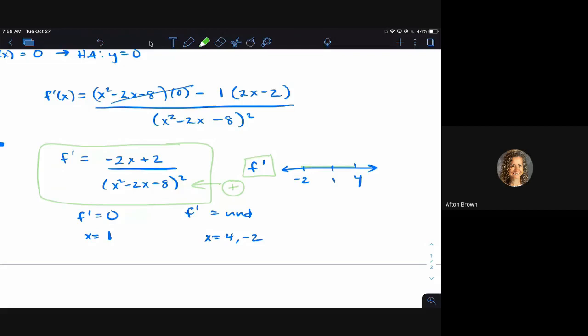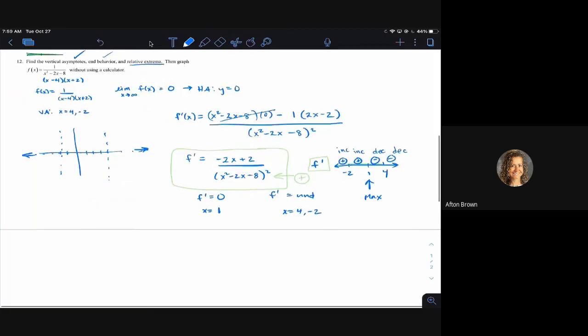If we plug, let's say -3 into the top, is that positive or negative? Positive. If we plug in 0, is the top positive or negative? Positive. Double check me though. You guys agree? Okay. What if we plug in a number between 1 and 4, like let's say 2? Negative. We plug in 5. Negative. So this is a max. The function went increasing, increasing, decreasing, decreasing.